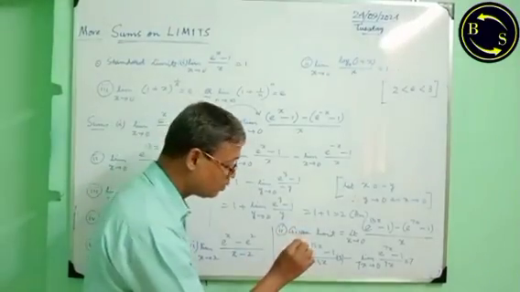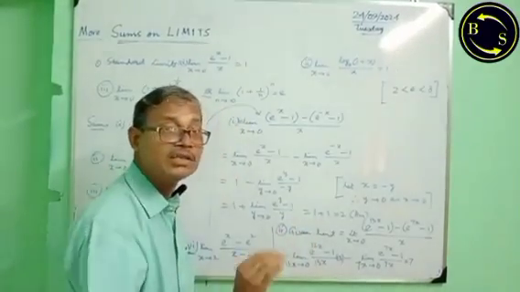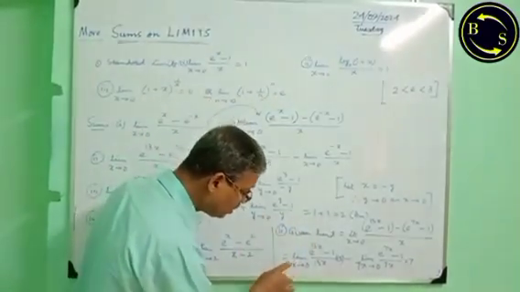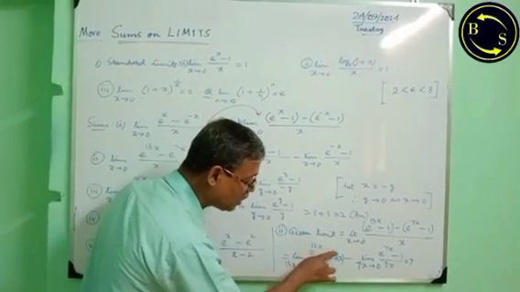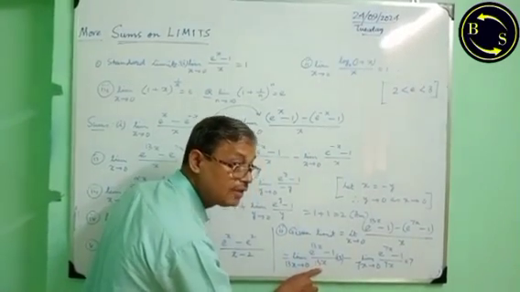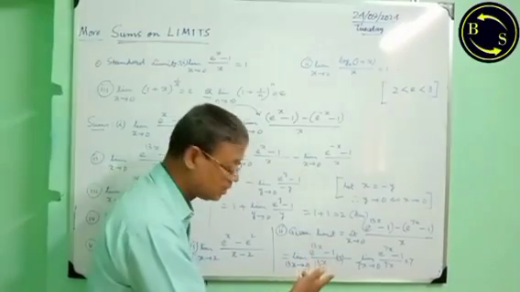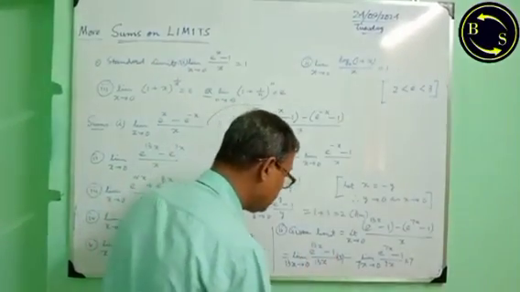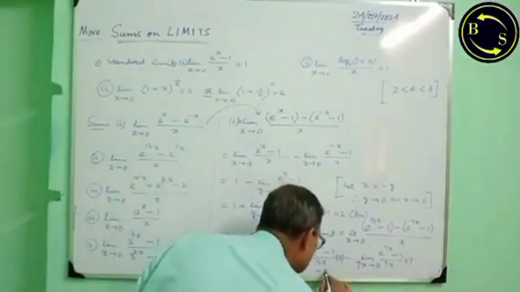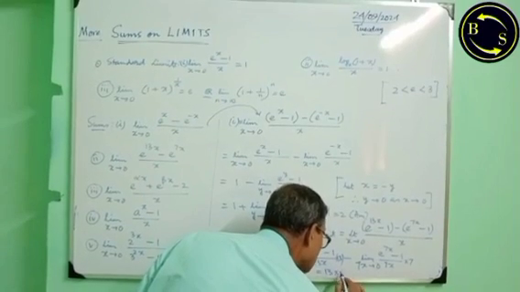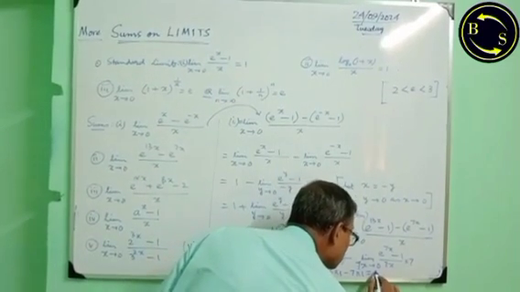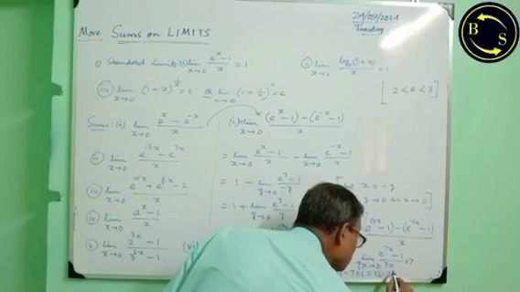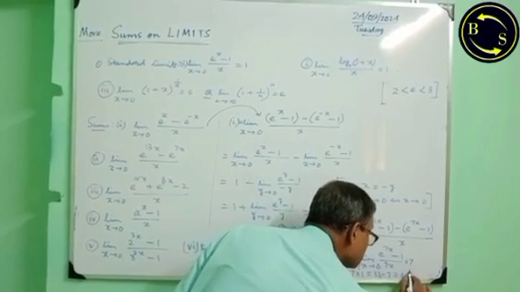Keeping in mind, we are taking 13x as, say, y, then limit y tends to 0 e to the power y minus 1 divided by y. That means value is 1 into 13. Therefore, finally, it will be 13 into 1 minus 7 into 1, 13 minus 7, that is equal to 6.